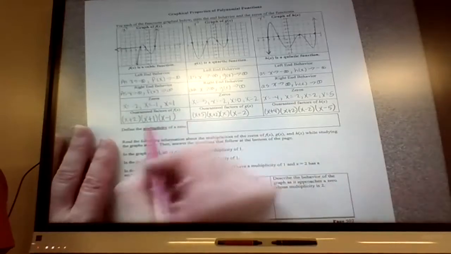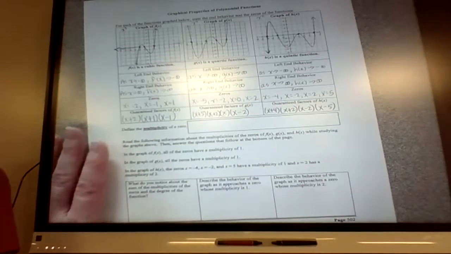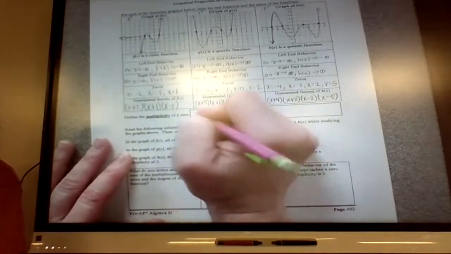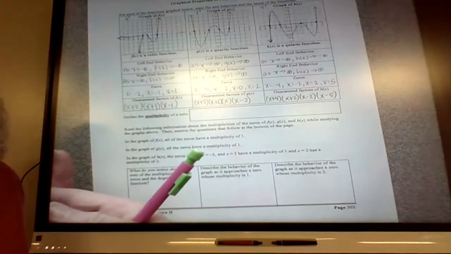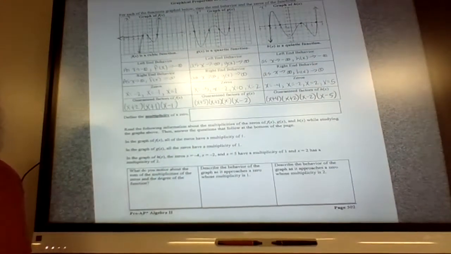All right. Define the multiplicity of a zero. We talked about this already. It's the number of times that an x is a zero of a function.